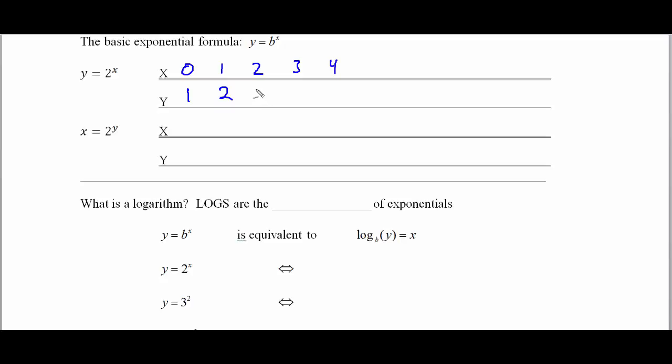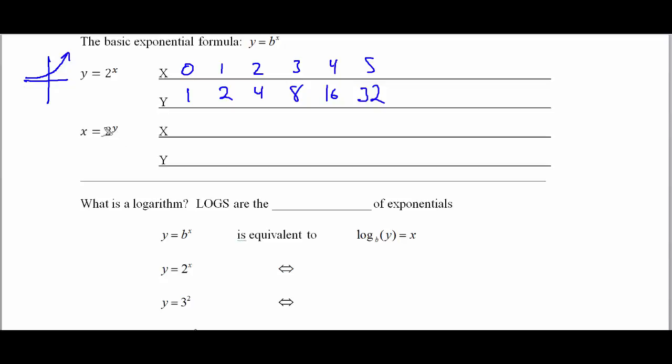And then 2 to the second power would be 4, 2 to the third power would be 8, and 2 to the fourth power would be 16. So you can see as I progress, these y values are going to double every single time. So this is an exponential. The graph would look something like this, crossing at 0, 1.